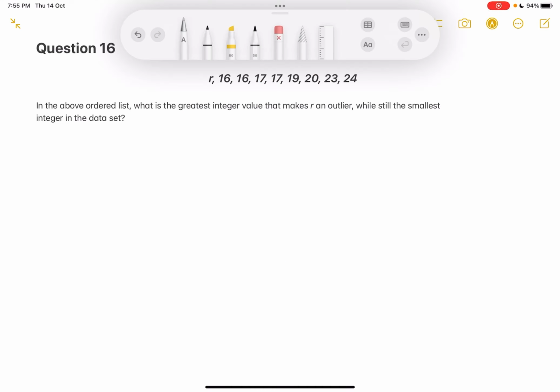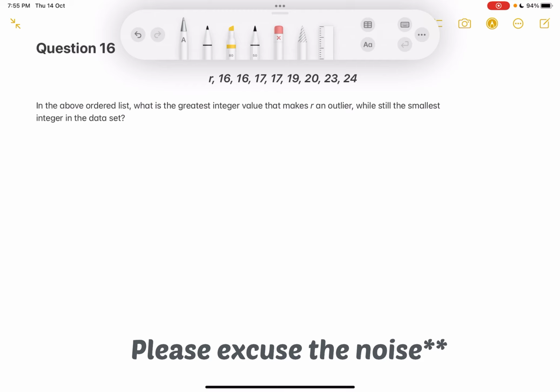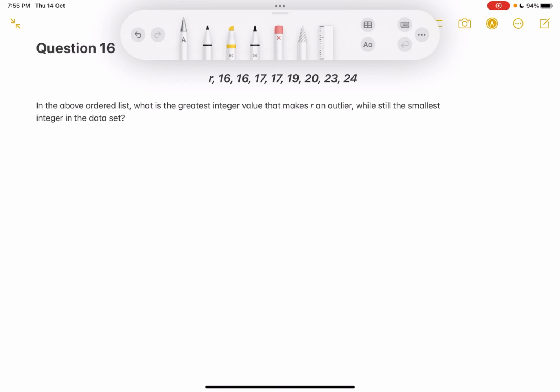Alright, let's begin. So for question 16, we're given a list of data values and an unknown number r. The question says, in the above ordered list, what is the greatest integer value that makes r an outlier while still the smallest integer in the dataset? So essentially they want us to find a value for r that would be an outlier, so it will still be included in the list, however it's an outlier from the minimum, because they want it to be the smallest integer in the dataset. If we were to have a decimal value, we should round. So let's begin.